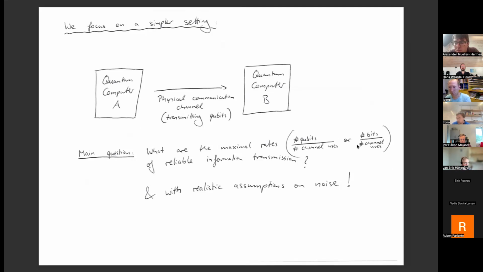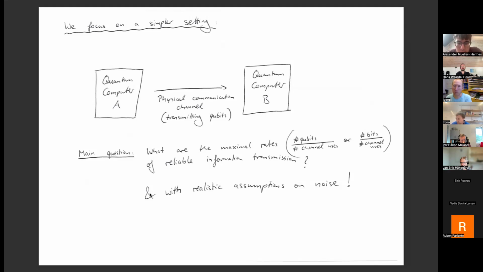You could also look at classical communication. Then you would consider the number of bits per channel use. And you want to do this in a reliable way. This physical communication channel will be noisy, and so you want to do this in a way where you can control the level of noise of the overall transmission. So you want to push this to zero.